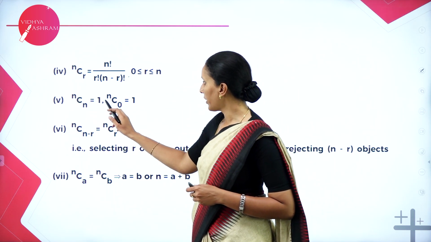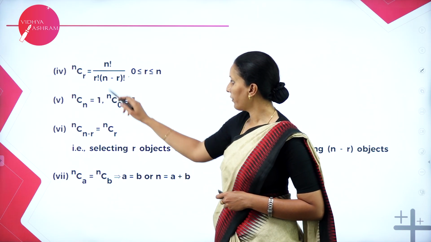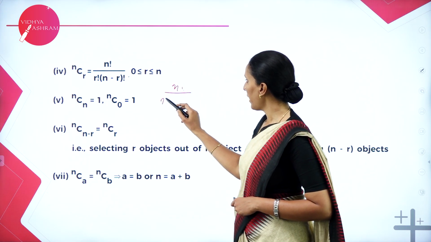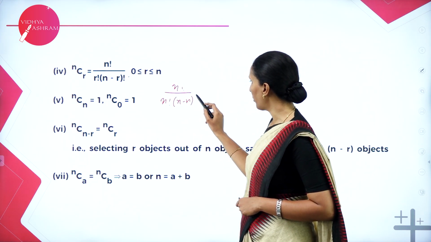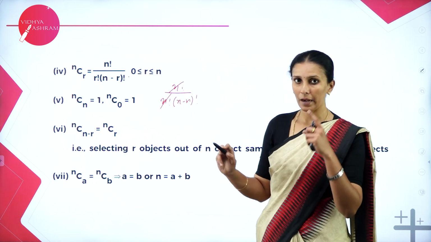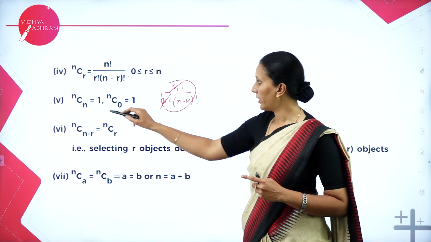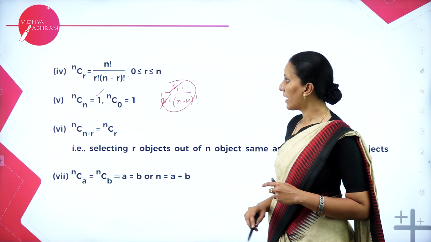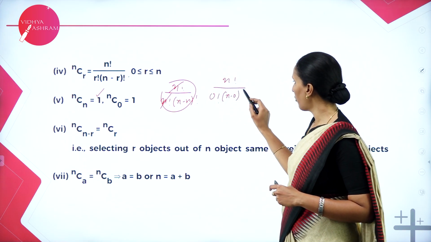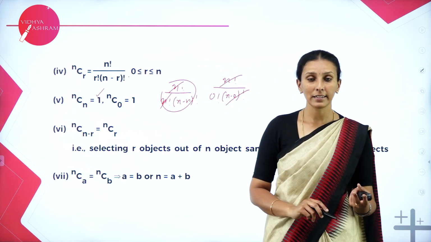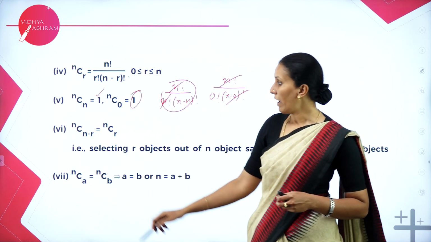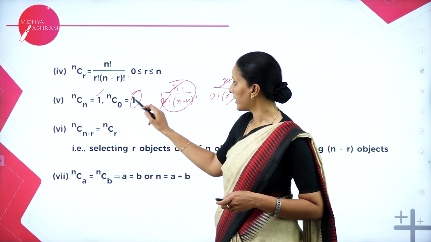Now, nCn is equal to 1 and nC0 is equal to 1. If you substitute here nCn, it will be n factorial by n minus n factorial, so it gets cancelled. n minus n is nothing but 0 factorial. 0 factorial can be considered as 1. So the whole value will give you the value 1. And when I replace r by 0, it is n factorial by 0 factorial into (n minus 0) factorial. Here it gets cancelled and again 0 factorial can be written as 1. So 1 by 1 is again 1. Therefore, the value of nCn and nC0 is equal to 1.